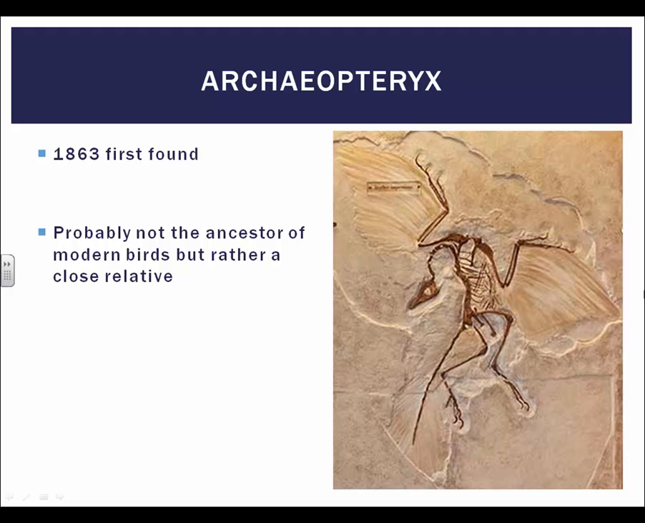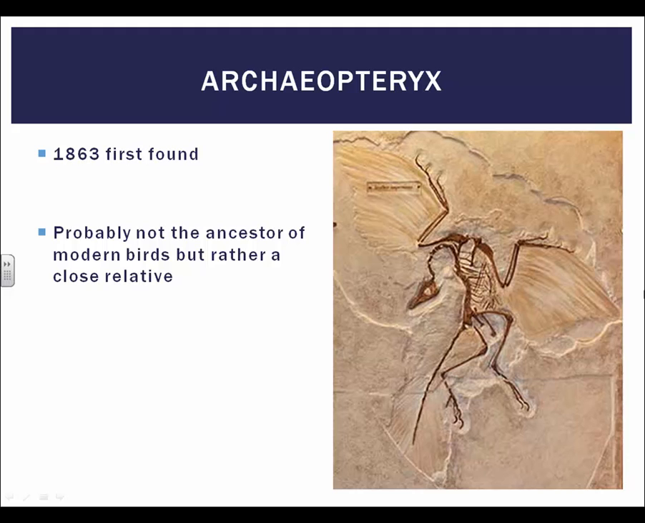Here we see a nice example of a fossil. So we see an imprint of a dead organism. And this is a famous fossil. This is called Archaeopteryx. This was first found in 1863 and several have been found. What we see here is that this organism had feathers, it had teeth, it had a long bony tail. So we think that it was kind of a mixture of a reptile and a bird. So it's probably not the ancestor of modern birds, but rather a close relative.